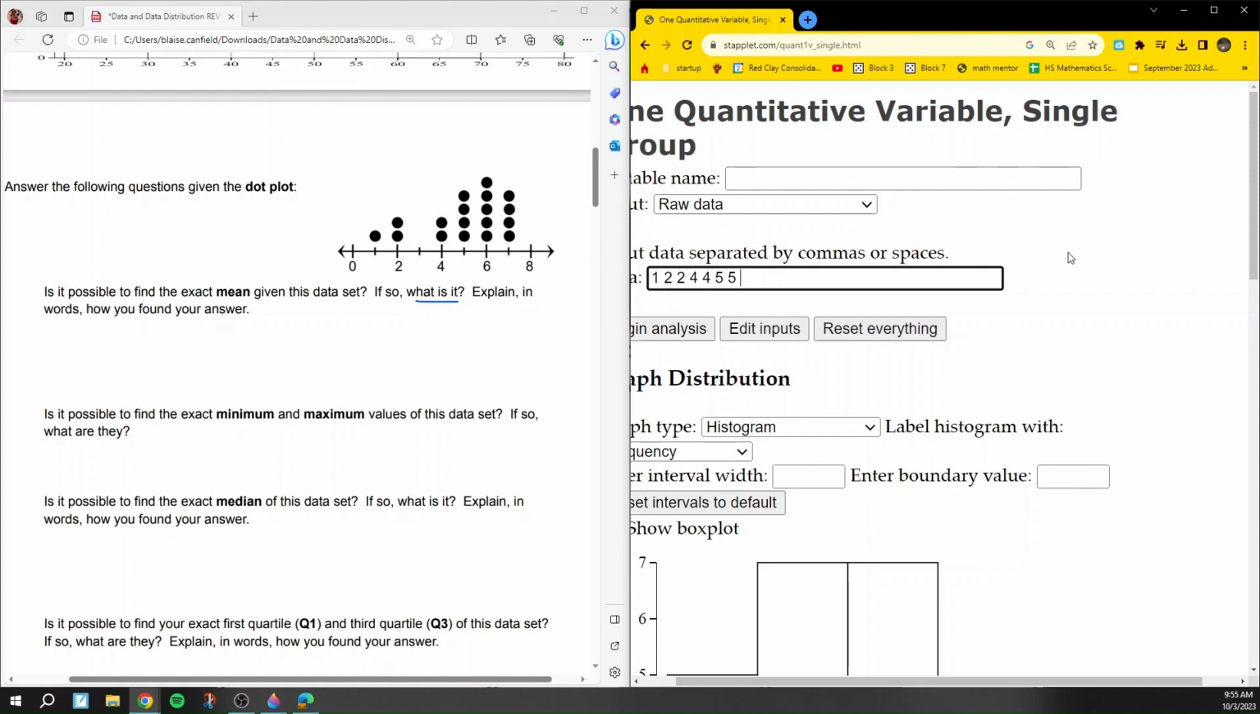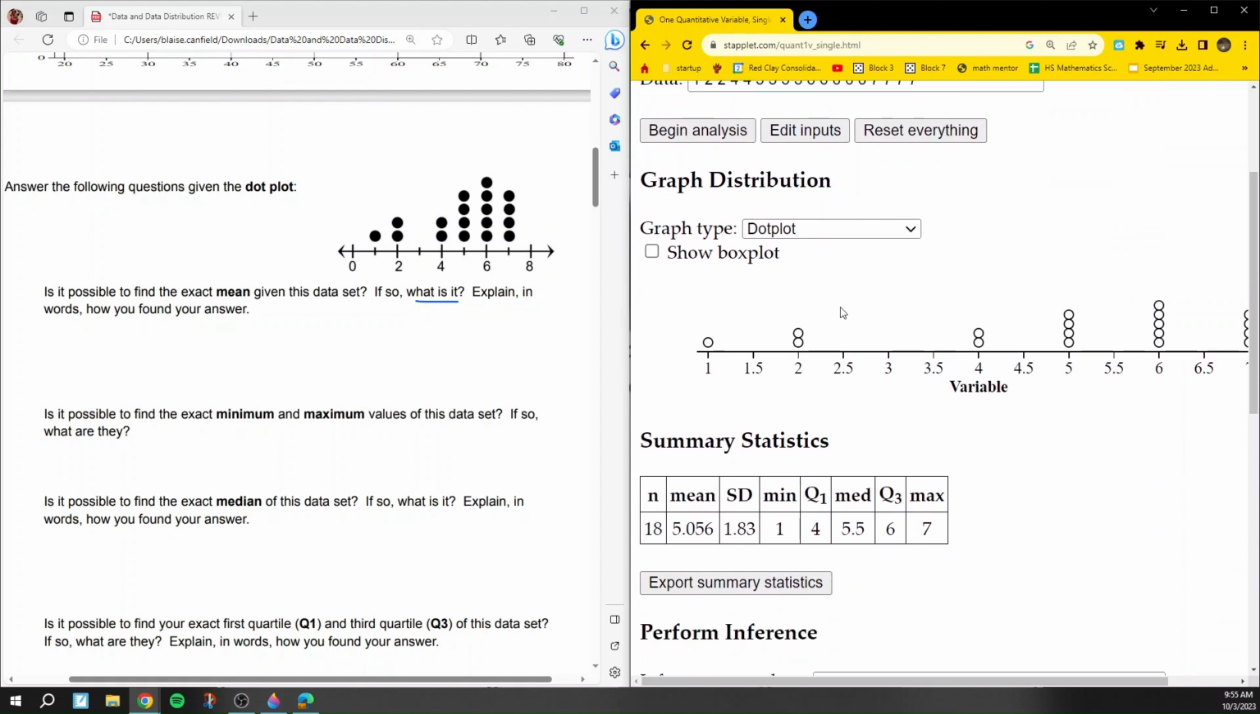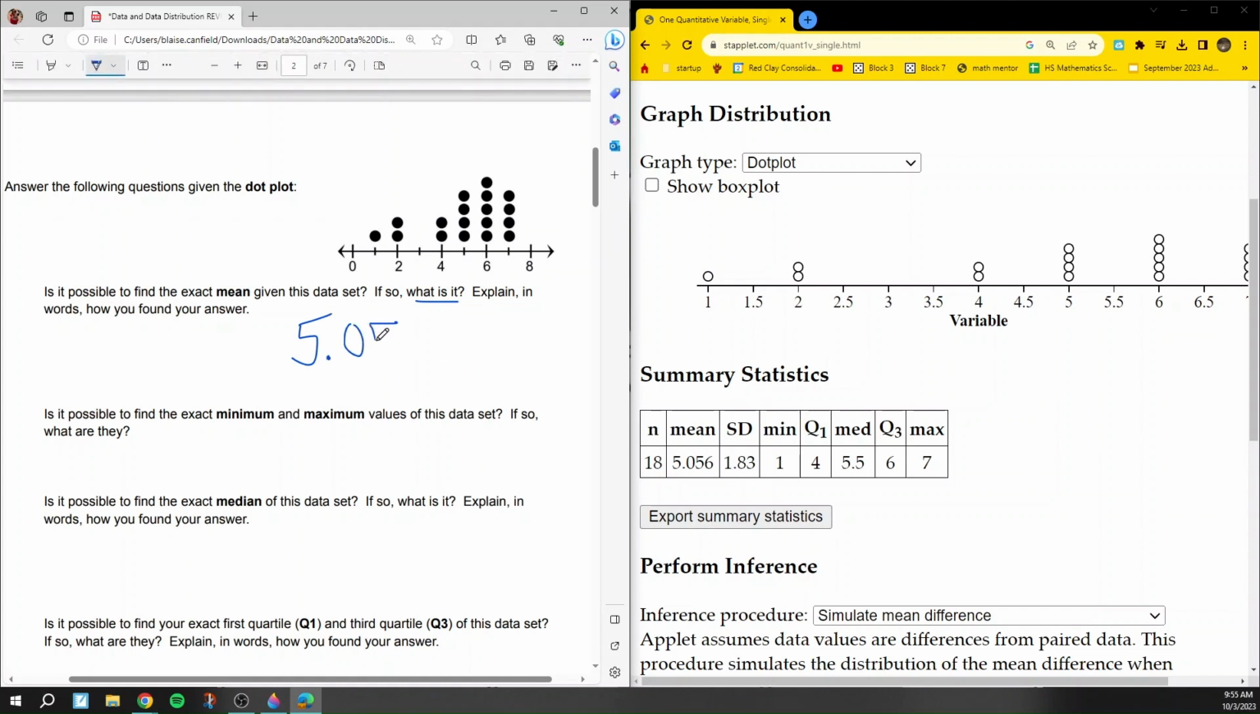I've got 1, 2, 3, 4, I've got fives. So I've got 5 sixes, 1, 2, 3, 4, 5, and then 7, 4 of those. So I have 1 one, 2 twos, 2 fours, 4 fives, 5 sixes, 4 sevens. Begin analysis. I got the mean is 5.506. So I could write 5.506. I could write the whole thing. And just round it here if I want.